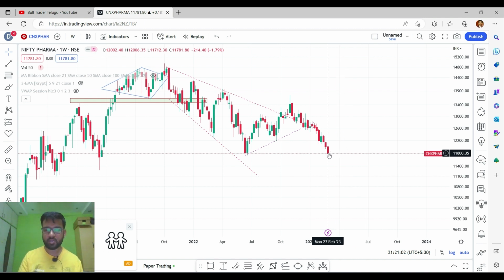If the market takes support and tries to move up, then this bearish candle's highest point, that is 12,006 levels itself, will be acting as a resistance point for this week.